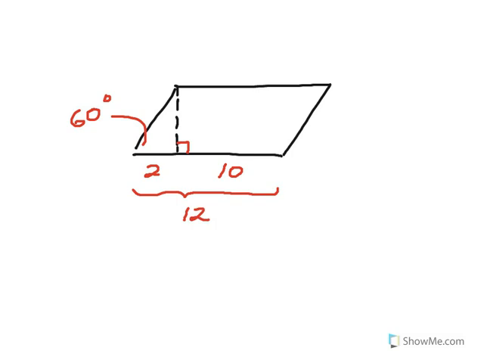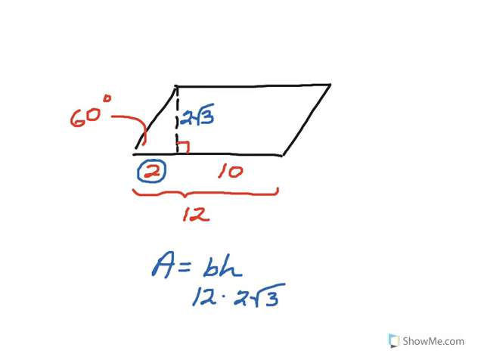So I can find the height by using the fact that I've got a little 30, 60, 90 right triangle here. And the side that's 2 is across from the 30-degree angle, so that's the short leg. If I multiply that by √3, I get the long leg, which is the height of this parallelogram. So the area is the base times height, or the base of 12 times the height of 2√3. So that's going to be 24√3.